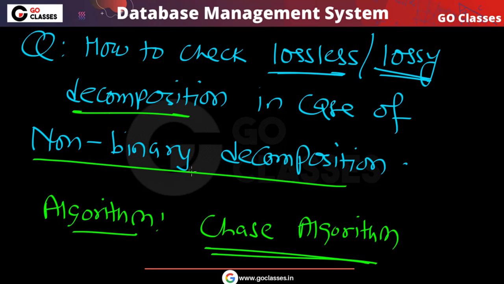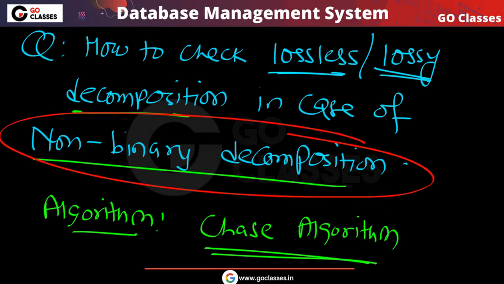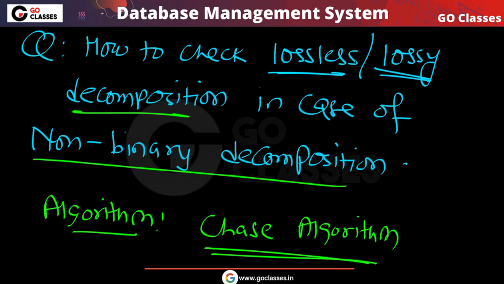If I give you a non-binary decomposition, meaning I divide the relation into three or more sub-relations, then how to check whether your decomposition is lossless or lossy? That can be done using the Chase algorithm. Let me tell you that many students have doubts, misconceptions and wrong concepts about this scenario. For that, the correct method is the Chase algorithm. So this is what we will see in the next class. Okay, thank you everyone.